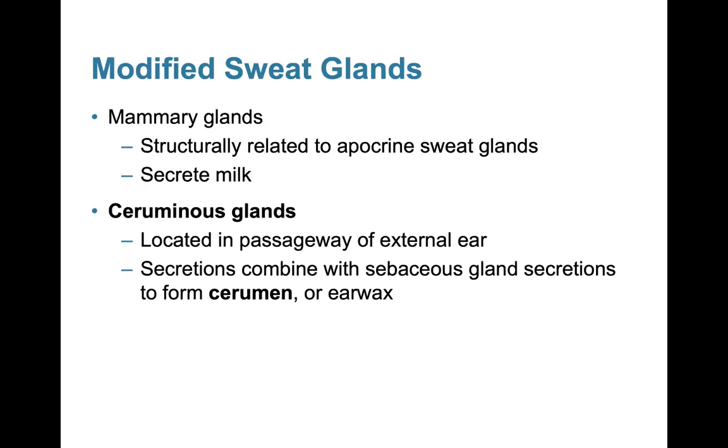There are various modified sweat glands that we find throughout the body. Two in particular: mammary glands. These are structurally related to the apocrine sweat glands, and they secrete milk. You also have ceruminous glands. These are located in the passageway of the external ear, and their secretions will combine with sebaceous gland secretion to form cerumen, or earwax.